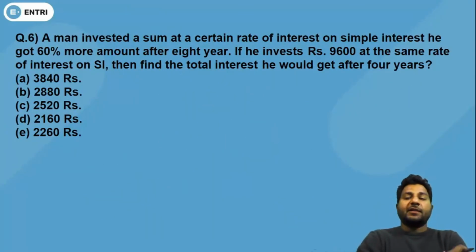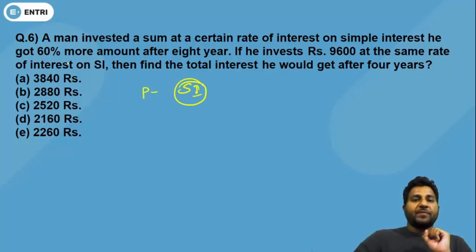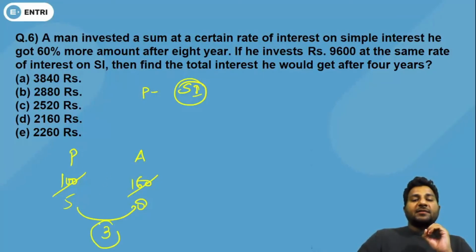The next one is based on simple interest and compound interest. A man invested a certain sum at a rate of interest on simple interest. Let's say P was there. He got 60% more amount after 8 years. So that means, let's say the principal was 100, he got an amount of 160. That means from 5 he will get 8 in ratio after 8 years. After 8 years he will get an interest of 3.